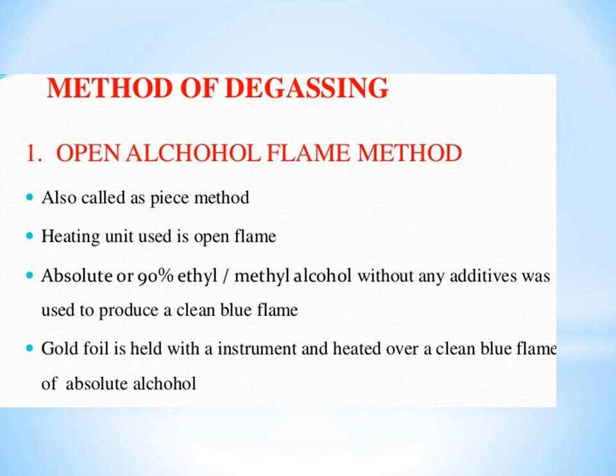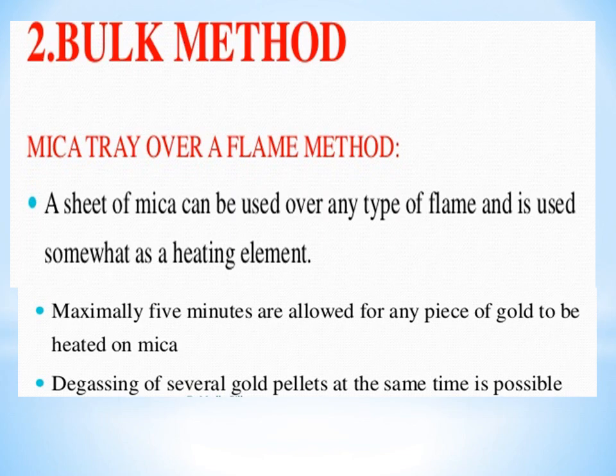One is the open alcohol flame method, also called the peace method. In this, what we do is that we hold the gold foil in an open flame, which is basically 90% ethyl or methyl alcohol without any additives, and this is done in the clean blue flame. The gold foil is held with an instrument and heated over a clean blue flame of absolute alcohol, and this helps in getting rid of the adsorbed gases and any impurity present on the surface to achieve a good, clean, cohesive gold foil. The other method is the bulk method, in which we use a mica tray over the flame.